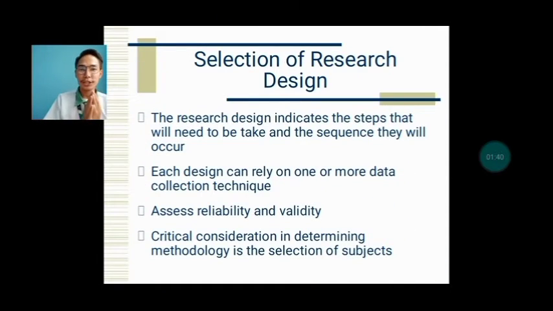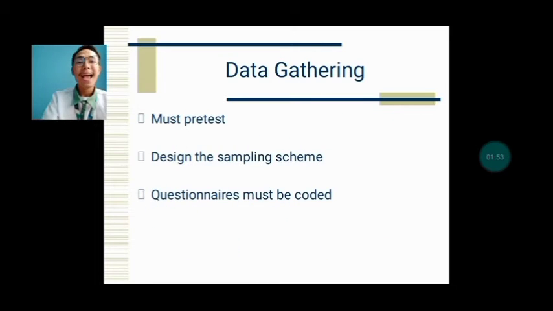Selection of research design. The research design indicates the steps that will need to be taken and the sequence in which they will occur. It assists reliability and validity. Data gathering. You must pretest, design the sampling scheme, and questionnaires must be coded.